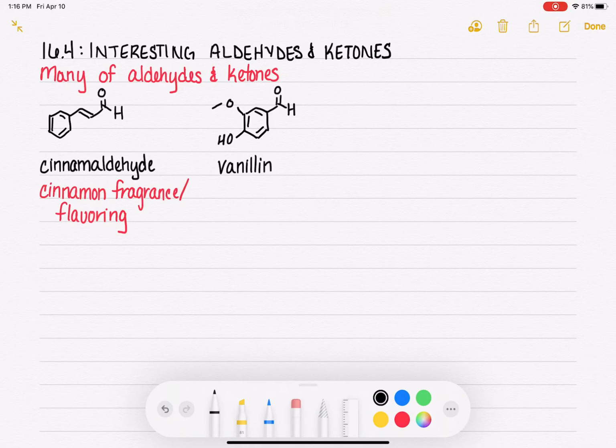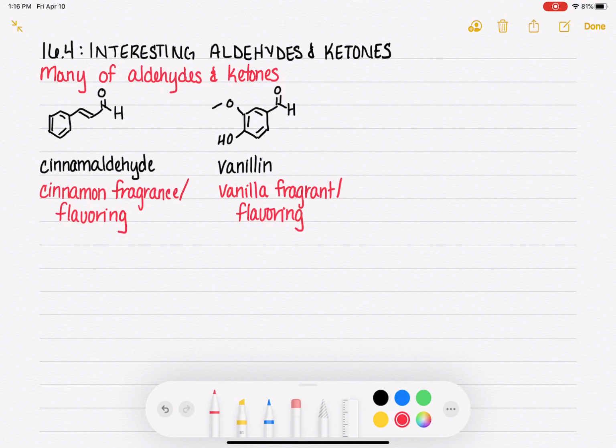And I bet you cannot guess what this is used for. Vanillin is our vanilla fragrance and also vanilla flavoring. So it's used in food products, it's used in vanilla extract that you would use for baking, it's used in vanilla scented candles or soaps. And like cinnamaldehyde, vanillin is a natural product, can be extracted from the vanilla bean. Very easy to do the extraction. In fact, you could do it at home.